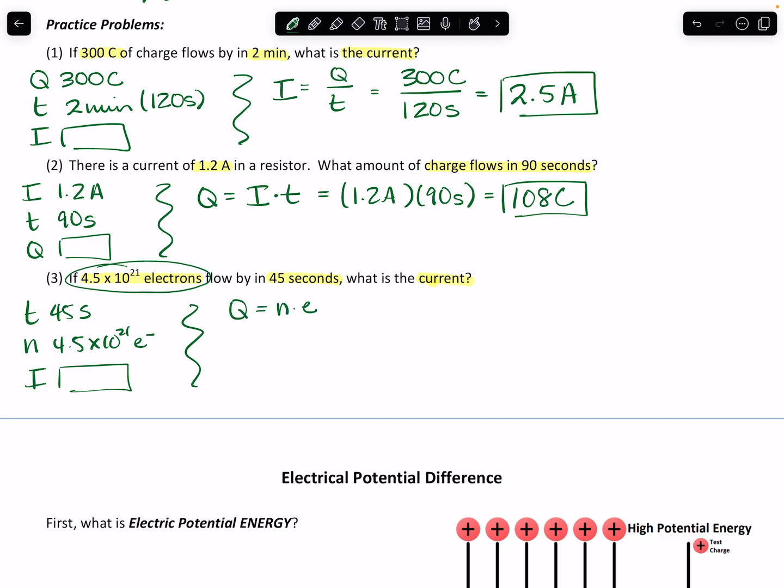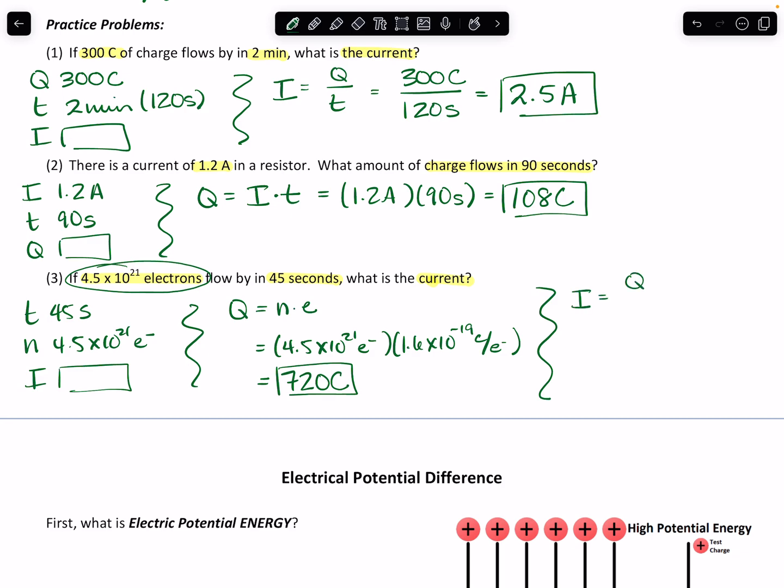So Q is equal to N times E. So in this case, 4.5 times 10 to the 21st electrons times 1.6 times 10 to the negative 19th coulombs per electron. So I multiply those two values together, and I find that 720 coulombs of charge is moving. All right, now with Q, I can find the current, Q over time. So 720 coulombs divided by 45 seconds. So the current here is 16 amps. All right, so 16 coulombs of charge is moving every second. Okay? All right, now we've got the current.